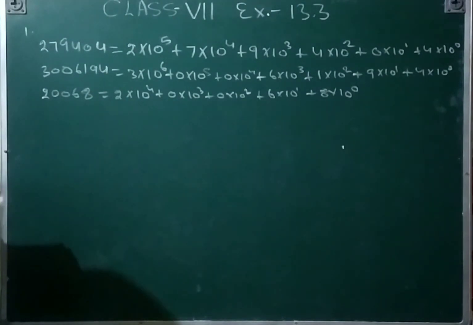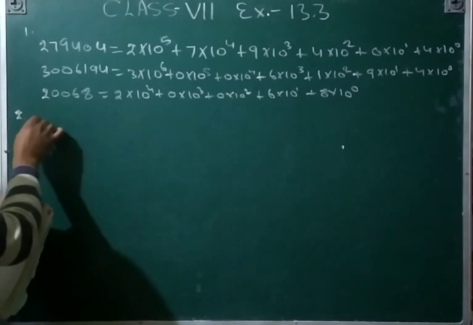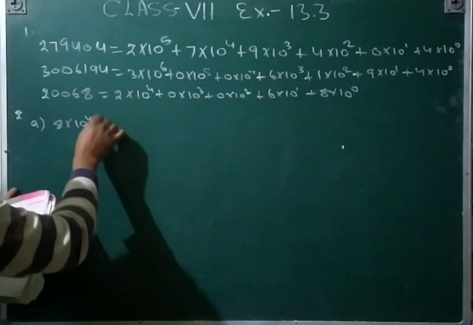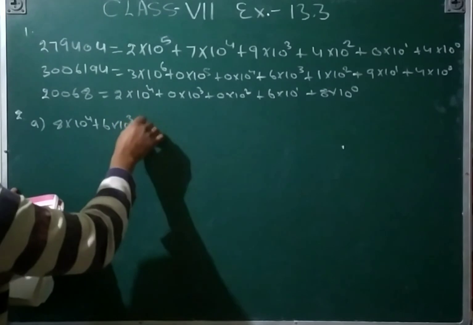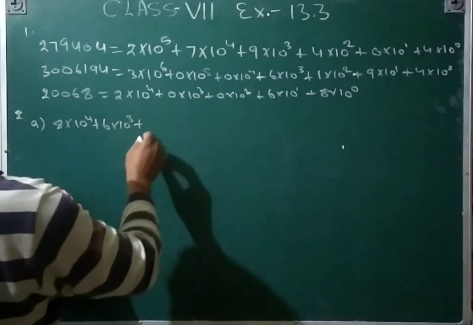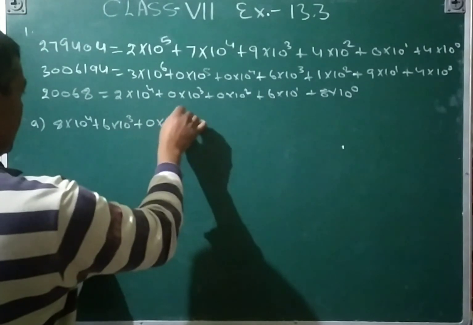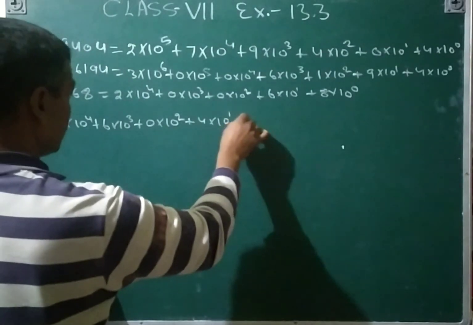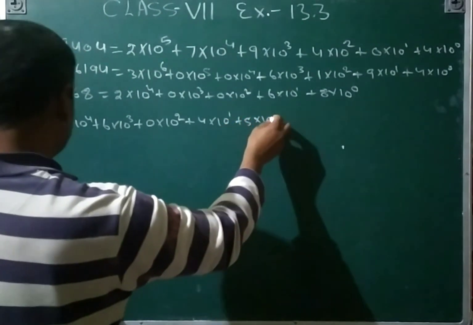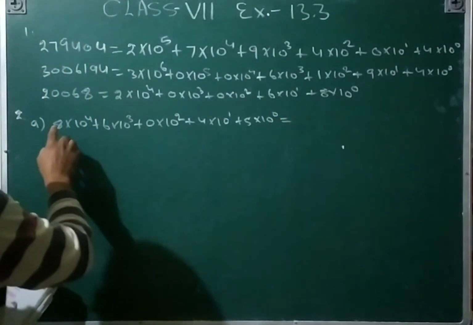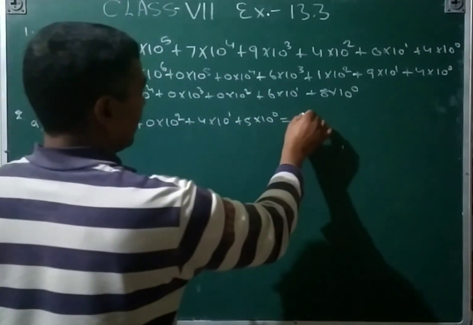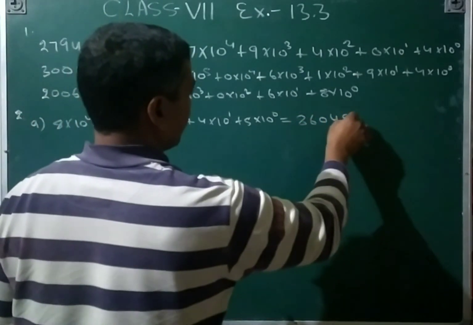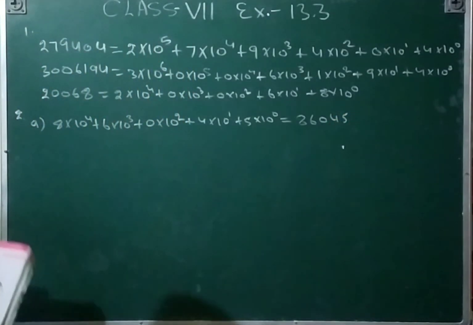Now we will find the number, so this is also easy, no problem. 8 into 10 power 4 plus 6 into 10 power 3 plus 0 into 10 power 2 plus 4 into 10 power 1 plus 5 into 10 power 0. So this one is very easy, 86045. We will write only those values.